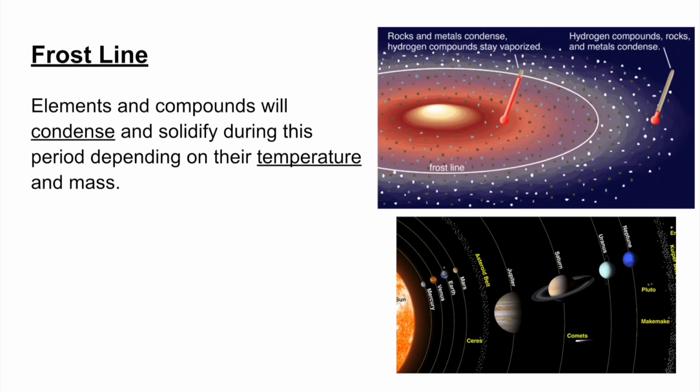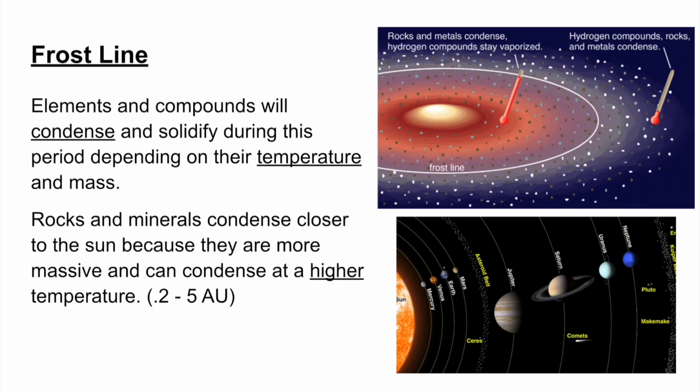Okay, now we said the heavier stuff is going to sink towards the middle, while the lighter stuff is going to be on the outside. Well, we know that certain elements and compounds will condense and solidify during this planetary accretion process, depending on their temperature and mass. So rocks and minerals that have a higher melting point can actually find their way closer to the sun. Again, they're usually heavier, so that tends to make sense. We're going to see those materials from 0.2 to 5 AU away. Remember, the sun is 1 AU away.